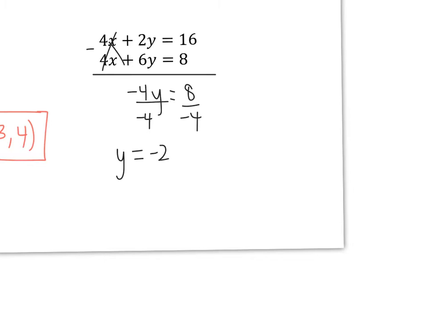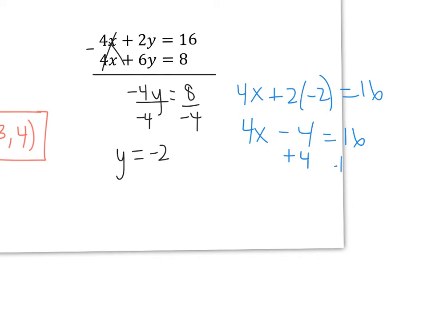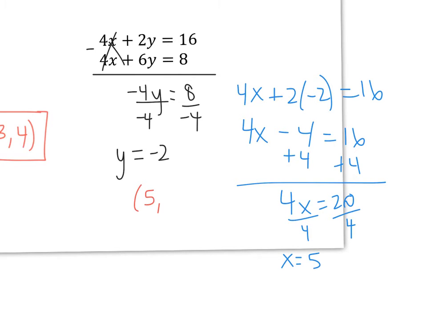But again, that's only half of my answer. I need to plug that back in to find my x-coordinate. So I'll plug that into the top equation and get 4x plus 2 times negative 2 equals 16. So 4x minus 4 equals 16. We'll add 4. Divide by 4. So x equals 5. So I'll go ahead and write my answer as an ordered pair, 5, negative 2.